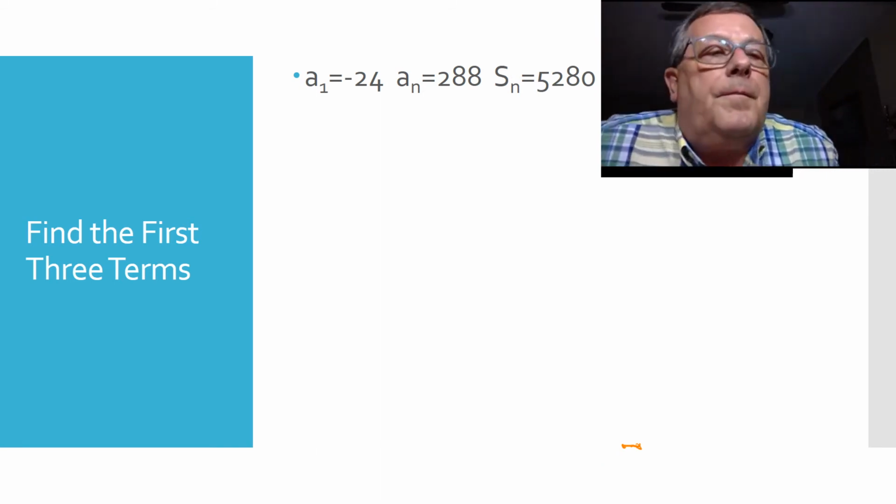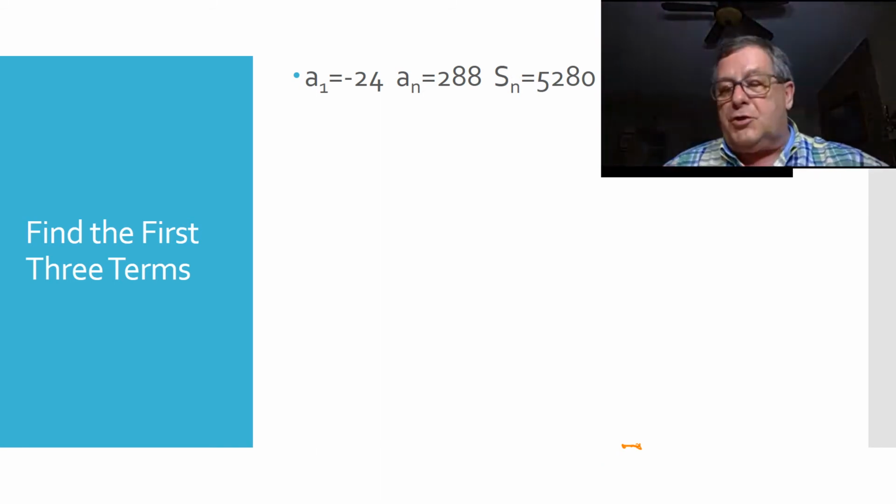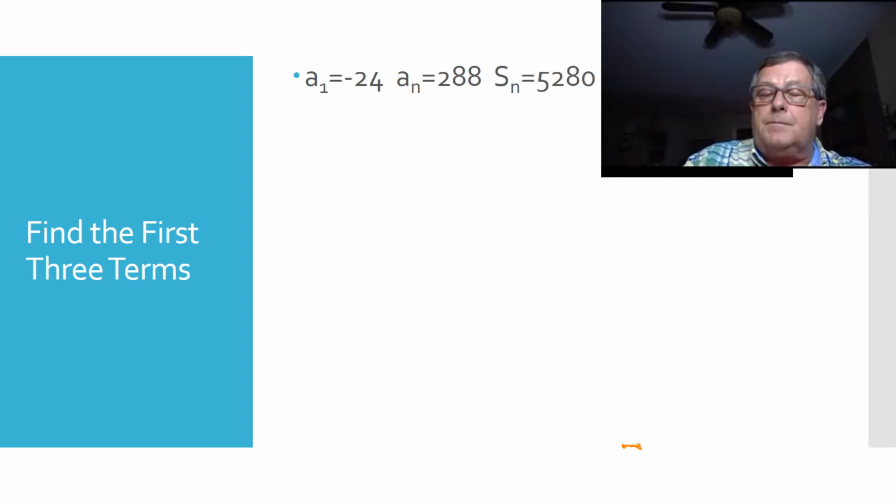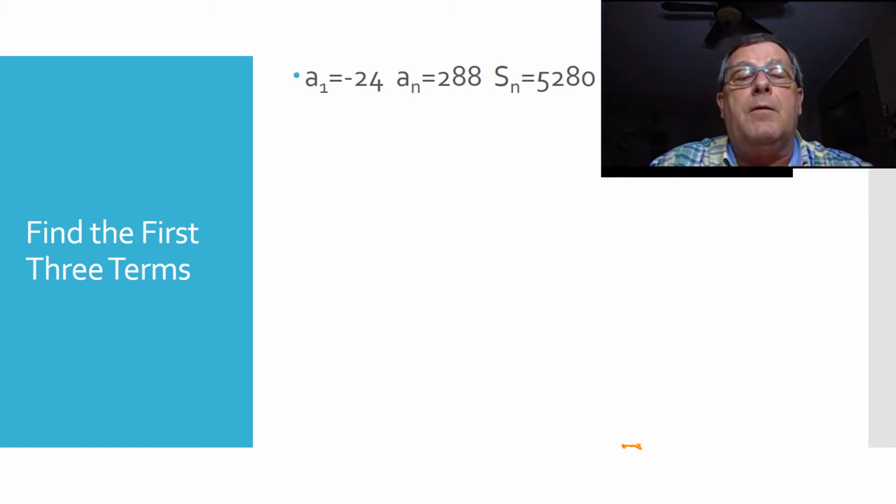Okay, we're still being asked to find the first three terms of a series. We've been given a little bit of data here. We've been given a1, which is negative 24. And we've been given an, which is 288. And we've been given the sum of the series, which is 5,280.